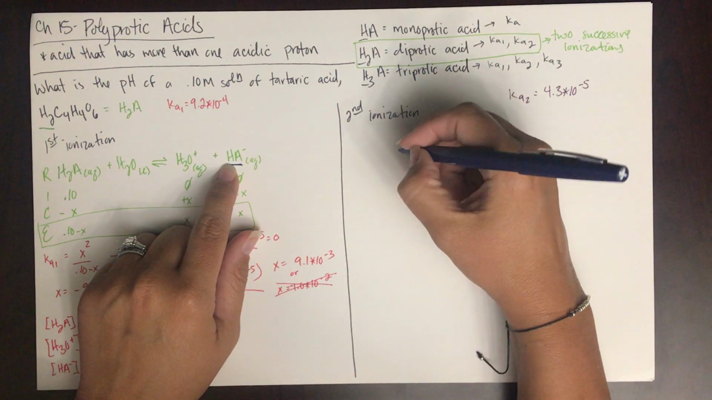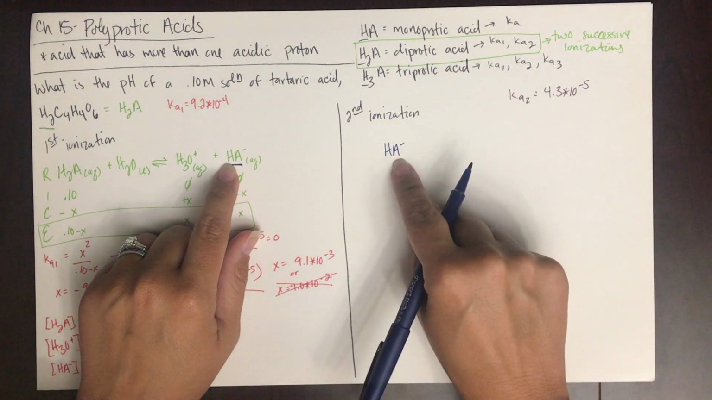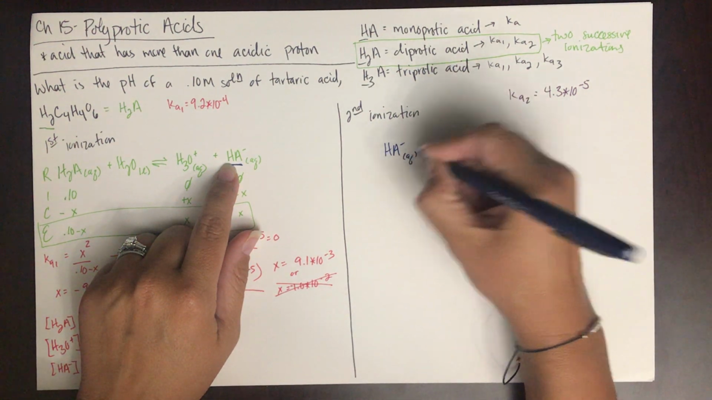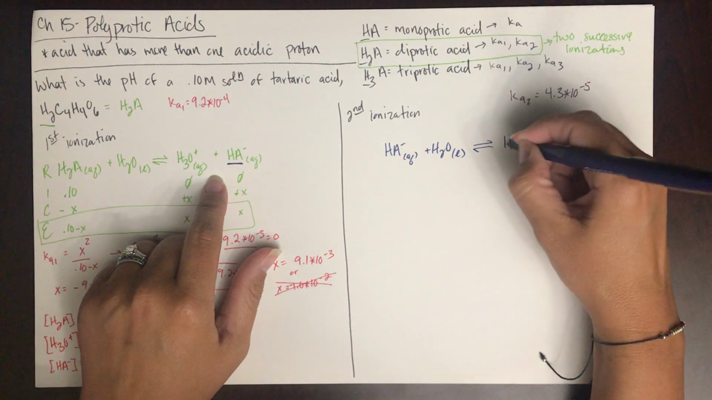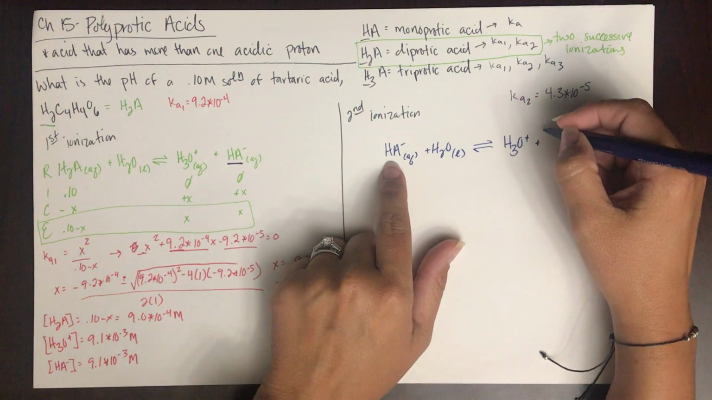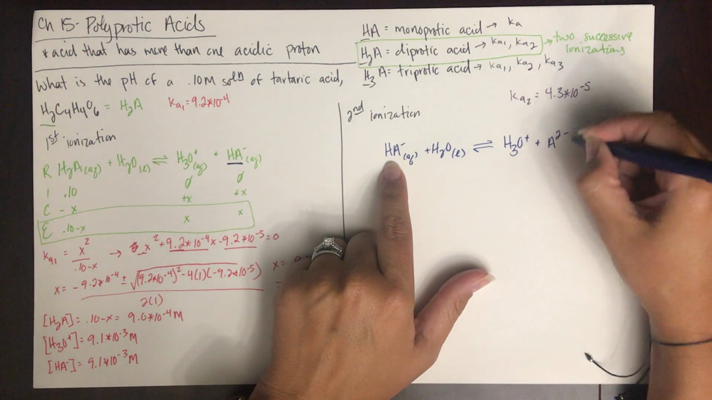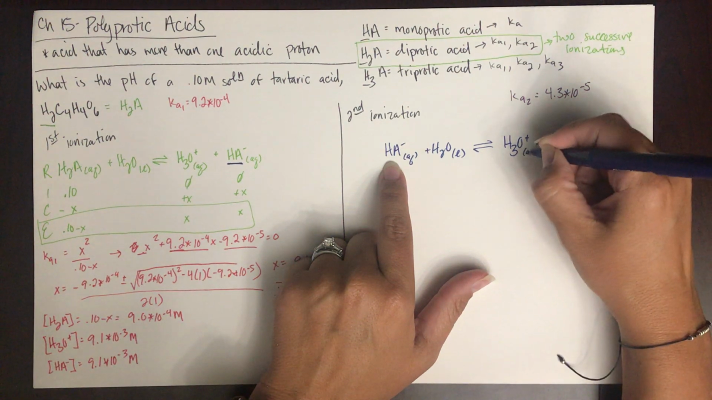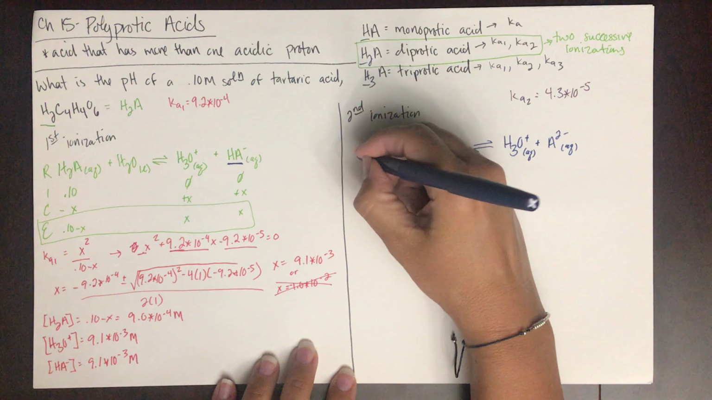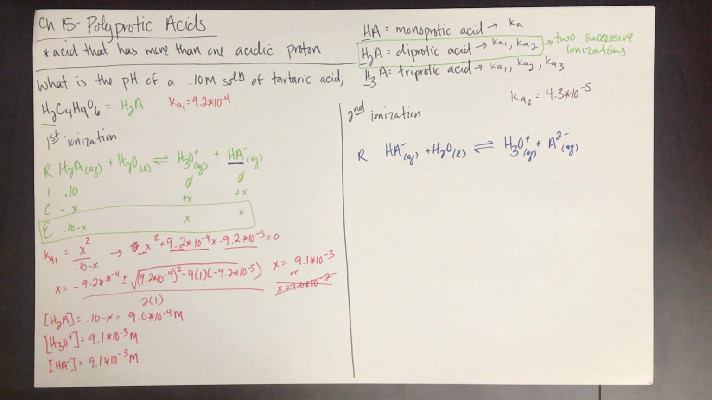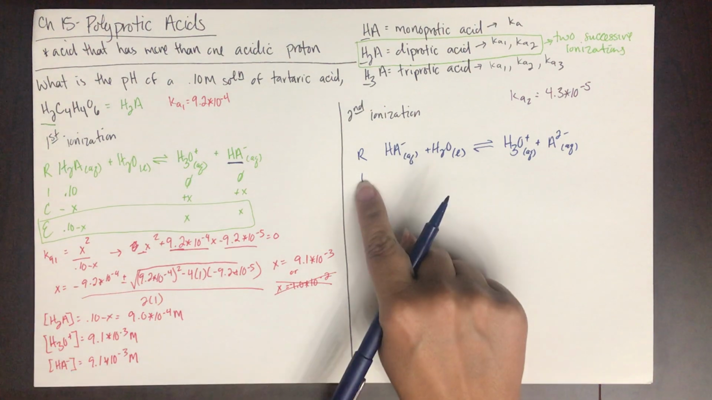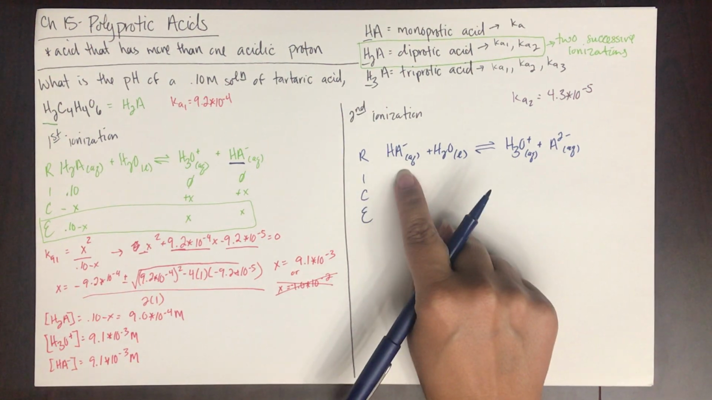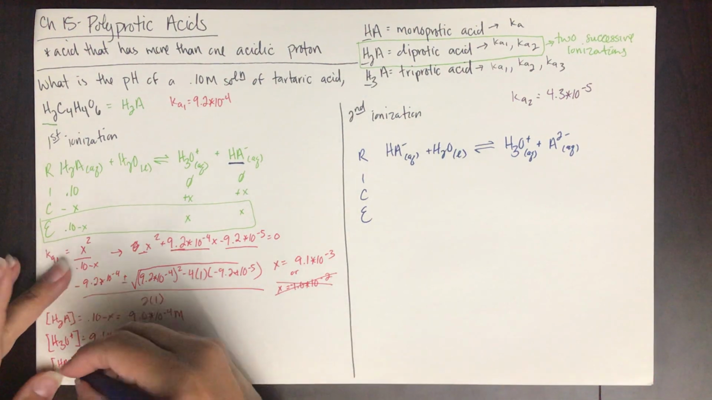So now my reactant is going to be this HA minus. Now this is my weak acid, aqueous, plus the conjugate base of this, which is now going to be A2 minus. So now this is my second ionization. This is my second removal of the second hydrogen ion. Here was the first, here is the second. So that's my reaction.